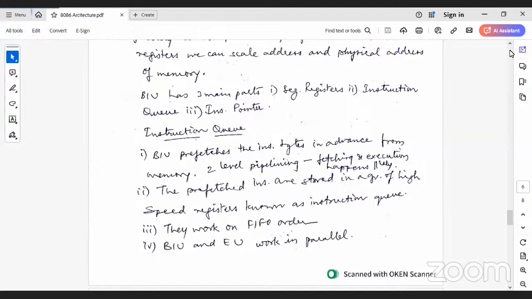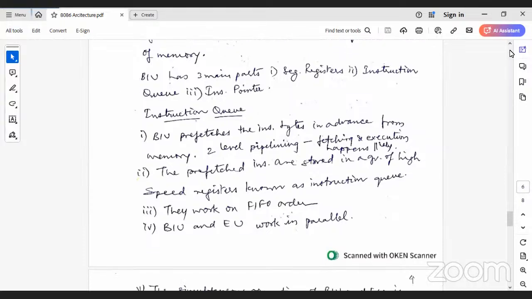Now the prefetched instructions are stored in a group of high-speed registers. Prefetching means you are getting them before the execution of the instructions, because in 8085 once it fetches, it will decode and execute, and only then will the next fetching take place. Here it is not like this. That is why it is said that the instructions are prefetched and stored in a group of high-speed registers known as the instruction queue register, which you have seen in the block diagram also.